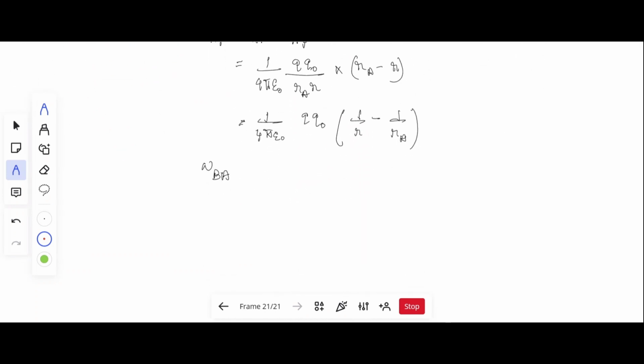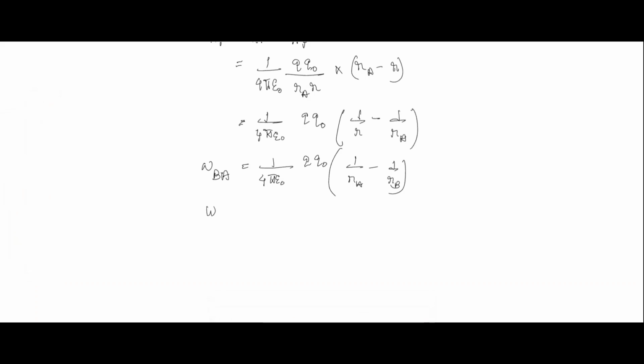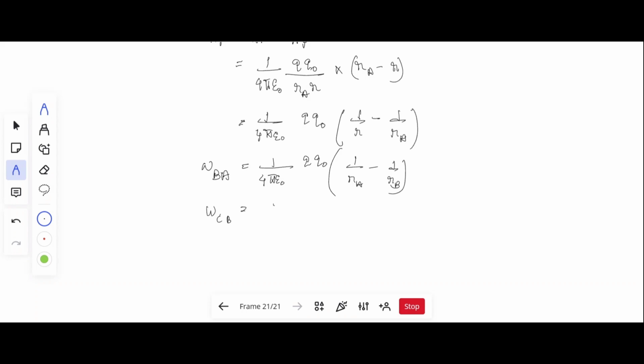So, we can write it as the work done in moving this charge from point B to A will be WBA, which is 1 by 4 pi epsilon naught Q naught into 1 by RA minus 1 by RB. And the work done in moving the test charge from C to B will be WCB, which is 1 by 4 pi epsilon naught Q naught into 1 by RB minus 1 by RC.